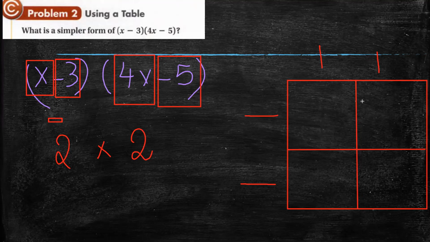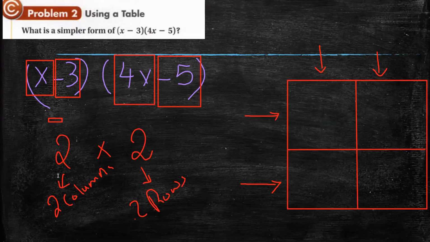As I told you, look at the first bracket here. We have 2 terms, or 2 monomials. The second one also has 2 monomials. So my table will be 2 by 2. This 2 means 2 columns, and this 2 will be 2 rows. These are the 2 rows, and these are the 2 columns. So I will make a table that is 2 by 2. Is it clear now? Yes.